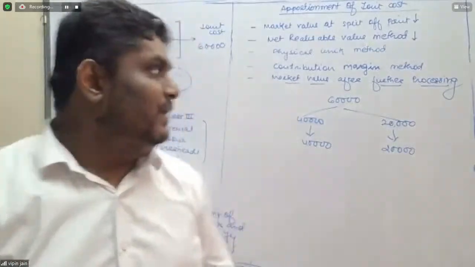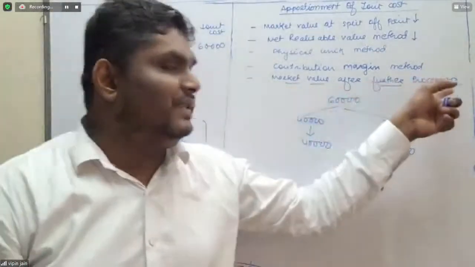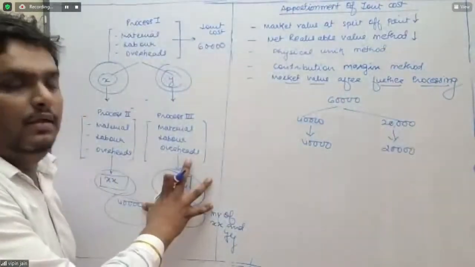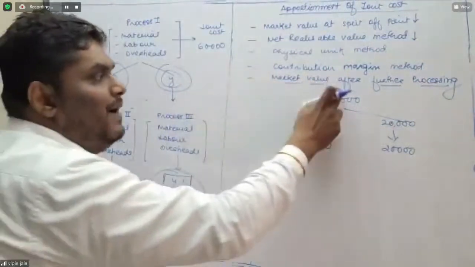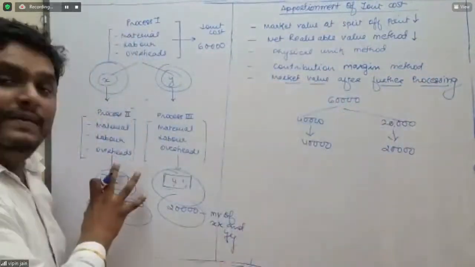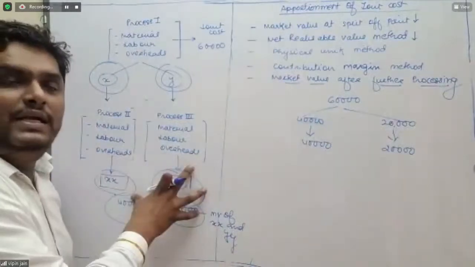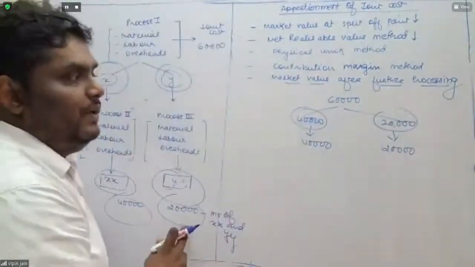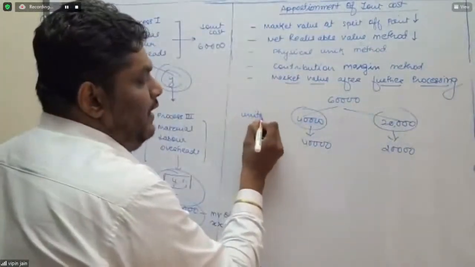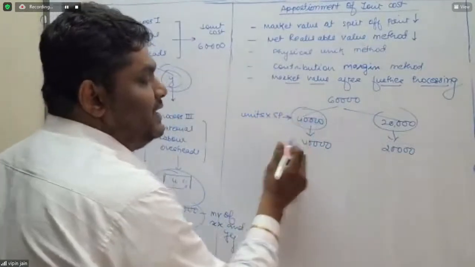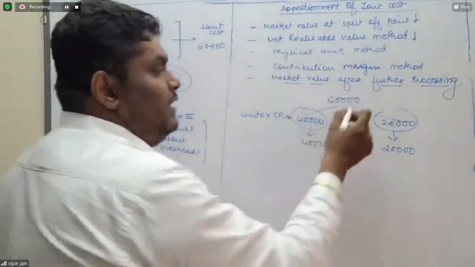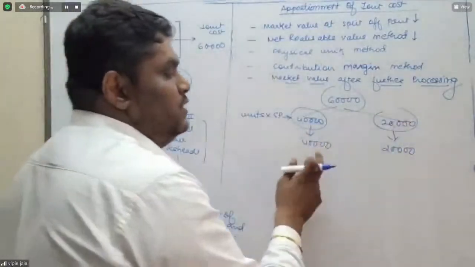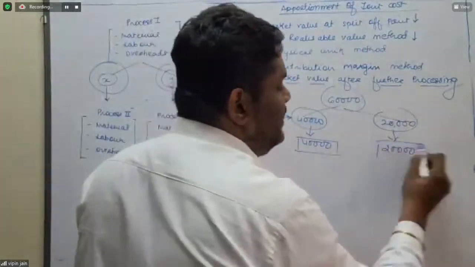I repeat again, if it is market value after further processing, they are talking about the sales value of double X and double Y. So let's say the sales value of double X and double Y is 40,000 and 20,000, that is units into sales price. So the joint cost of 60,000 will be apportioned in the ratio of 40,000 is to 20,000. So the joint cost apportioned will be 40,000 and 20,000.